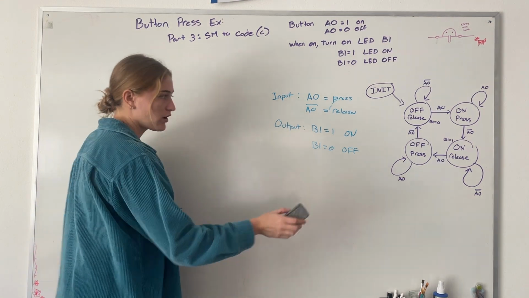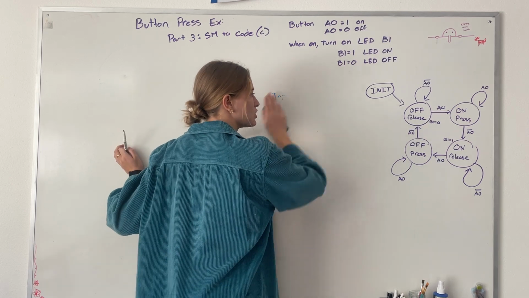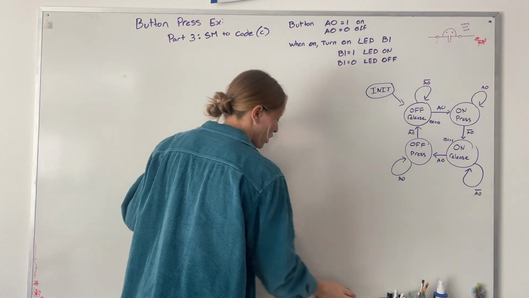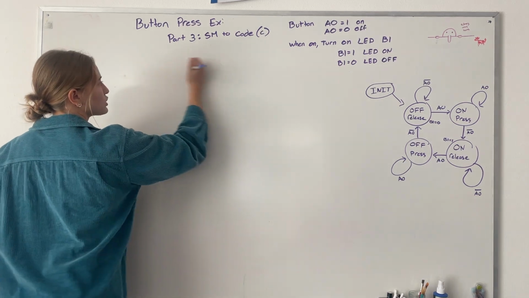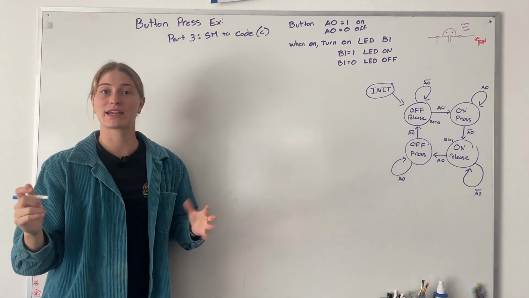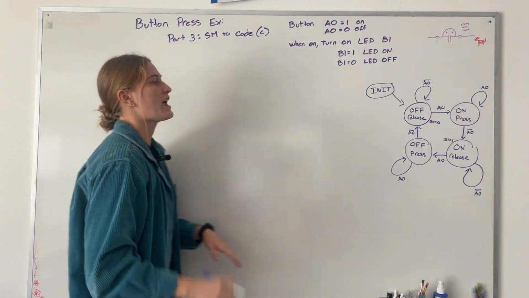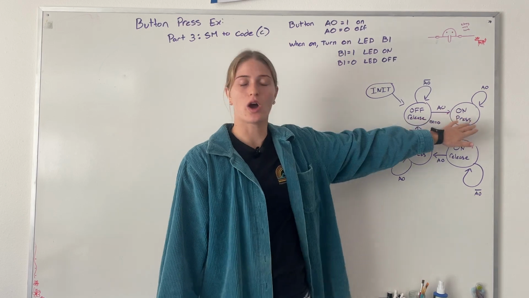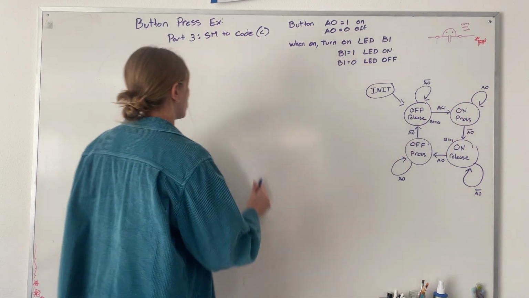So now that we have our information, which again is written up here, but that's how you get it from the state machine, we now want to write this into code. We're going to use something called a switch statement. A switch statement is extremely handy. It's almost like an if statement. If A0 is true, we go to on press. If A0 is false, we go to on release, etc., etc.